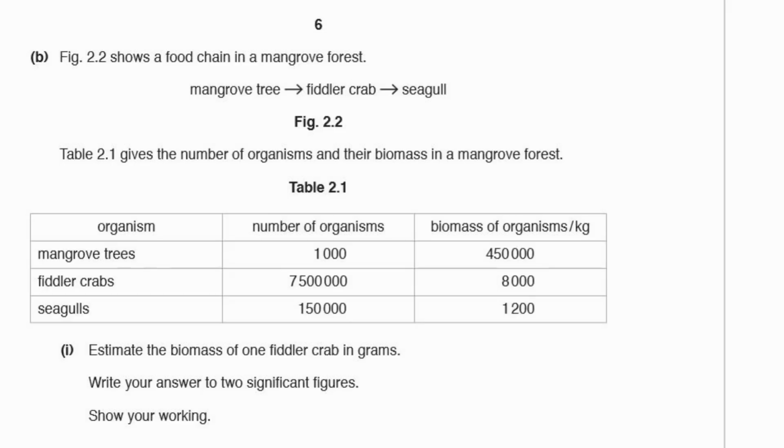So table 2.1 gives the number of organisms and their biomass in a mangrove forest. So in mangrove trees, it might be 1,000 mangrove trees, but there might be 7,500,000 fiddler crabs and only 150,000 seagulls, which is a lot more than the trees, but less than the fiddler crabs. And then it also gives a biomass. So mangrove trees have a much larger biomass than the fiddler crabs. If you put all these organisms together, dry them out, then they will have a much smaller mass than the mangrove trees. The seagulls will have a much smaller mass than the fiddler crabs.